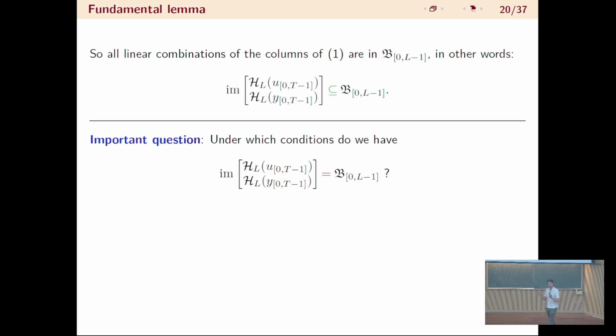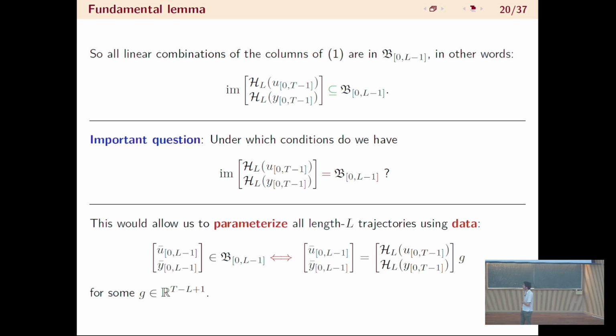But now the big question is, of course, under which conditions do we actually have equality here? So in other words, under which conditions are all restricted trajectories of the system on this interval 0, L minus 1, linear combinations of the columns of the Hankel matrix? That question is very important because it allows you to find all length L trajectories of the system from the data, simply by computing linear combinations of these columns of the Hankel matrix.